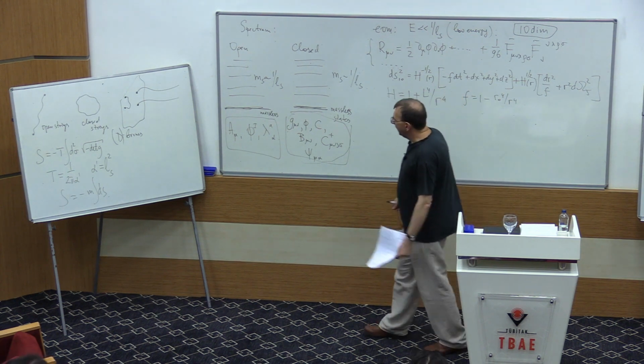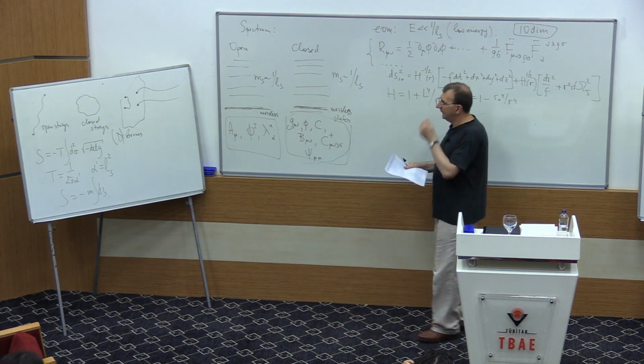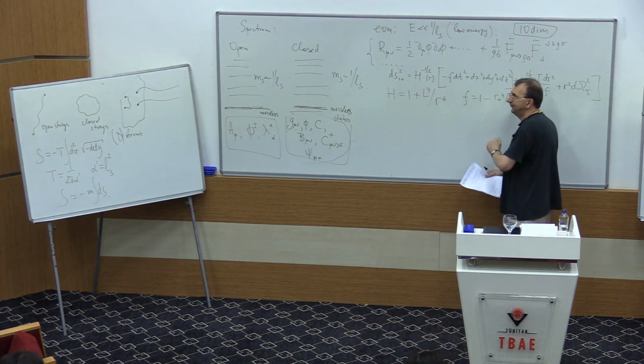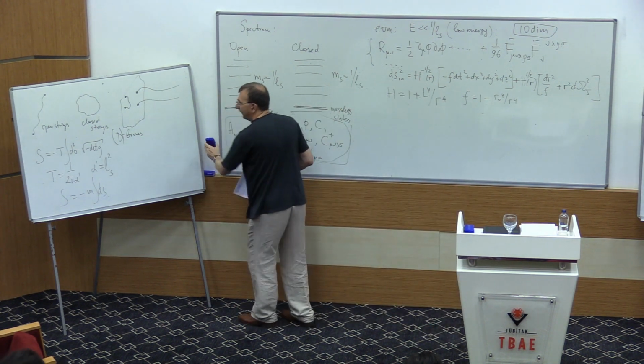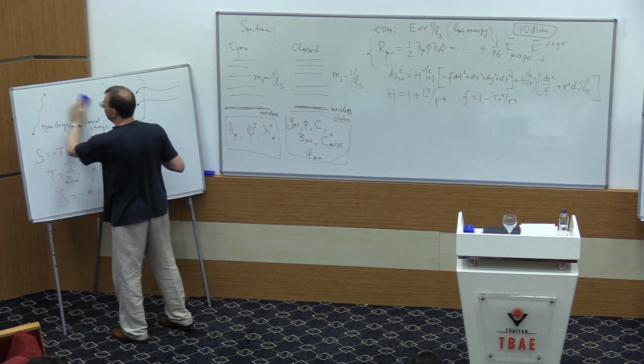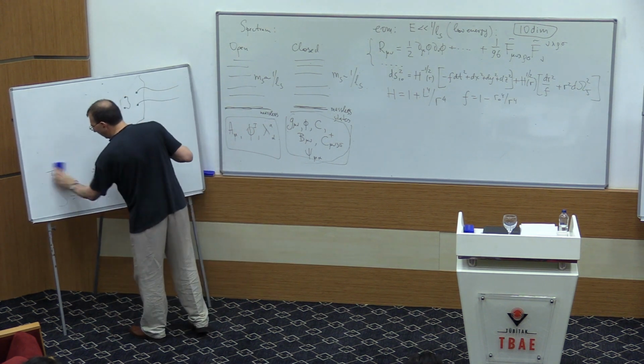Fine. What about open string theory? Suppose that I want to describe this solitonic-like object, like a brane. Let me see how I can do it. I can do it in two ways.